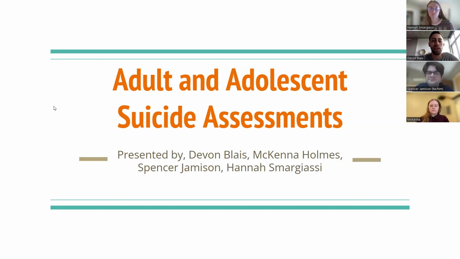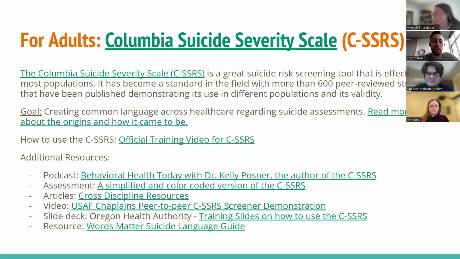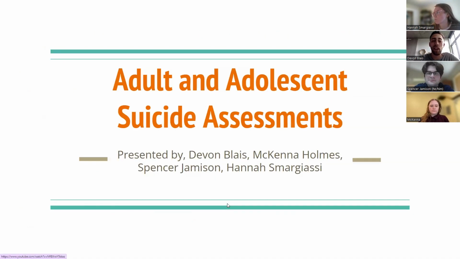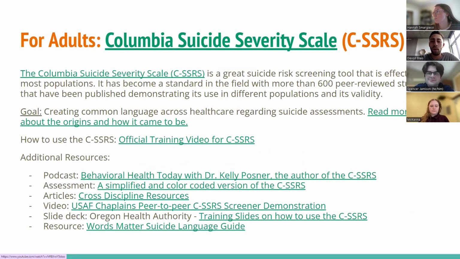We're going to be talking about adult and adolescent suicide assessments. So the first assessment we'll go over today is the Columbia Suicide Severity Scale, or as it's commonly referred to in its abbreviated form, the C-SSRS.